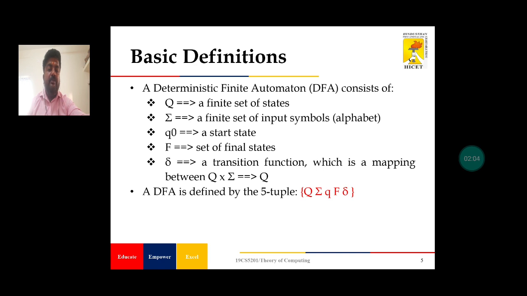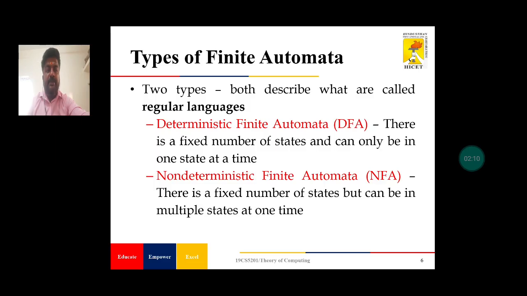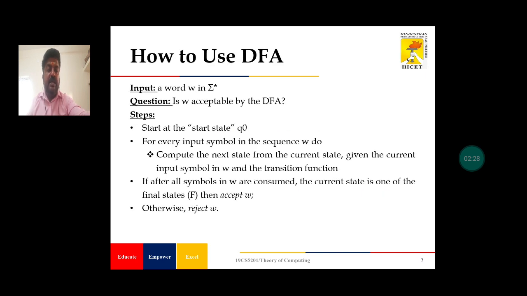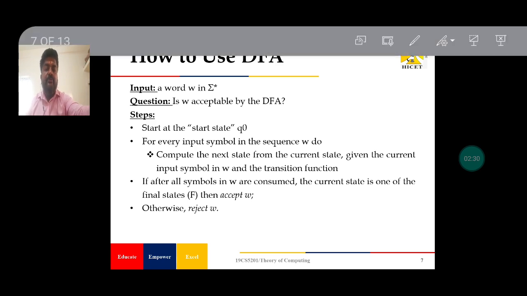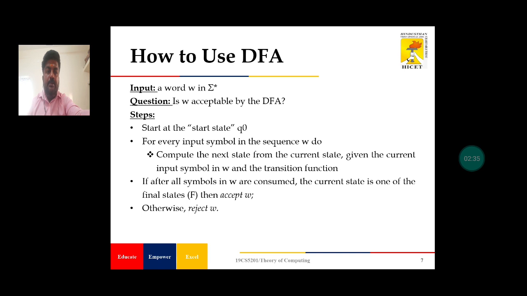A DFA is defined by 5 tuples: capital Q, summation, starting state, final state, and transition function. Types of finite automata. There are two types of finite automata, both described by what are called regular languages. Deterministic finite automata: there is a fixed number of states, and it can only be in one state at a time. Non-deterministic finite automata, represented by NFA: there is a fixed number of states which can be used for traveling to more than one state.